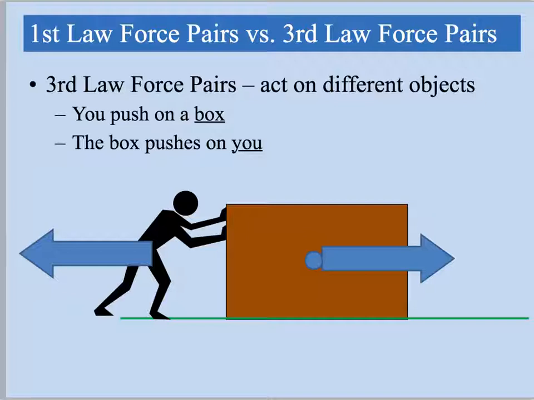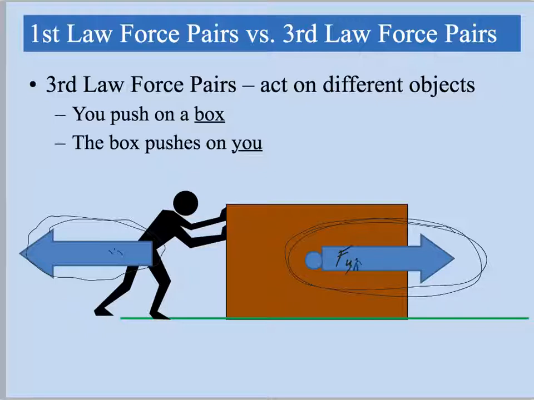But let's say you are pushing on the box to the right. So this would represent your force acting on the box. But the box is also exerting a force on you. So you notice that we still have two vectors drawn here, but the vectors apply to different objects. They don't apply to a single object. This is you, the force of you on the box. This force is the box on you. Same forces, same magnitude, opposite direction. So this would be considered a third law force pair.